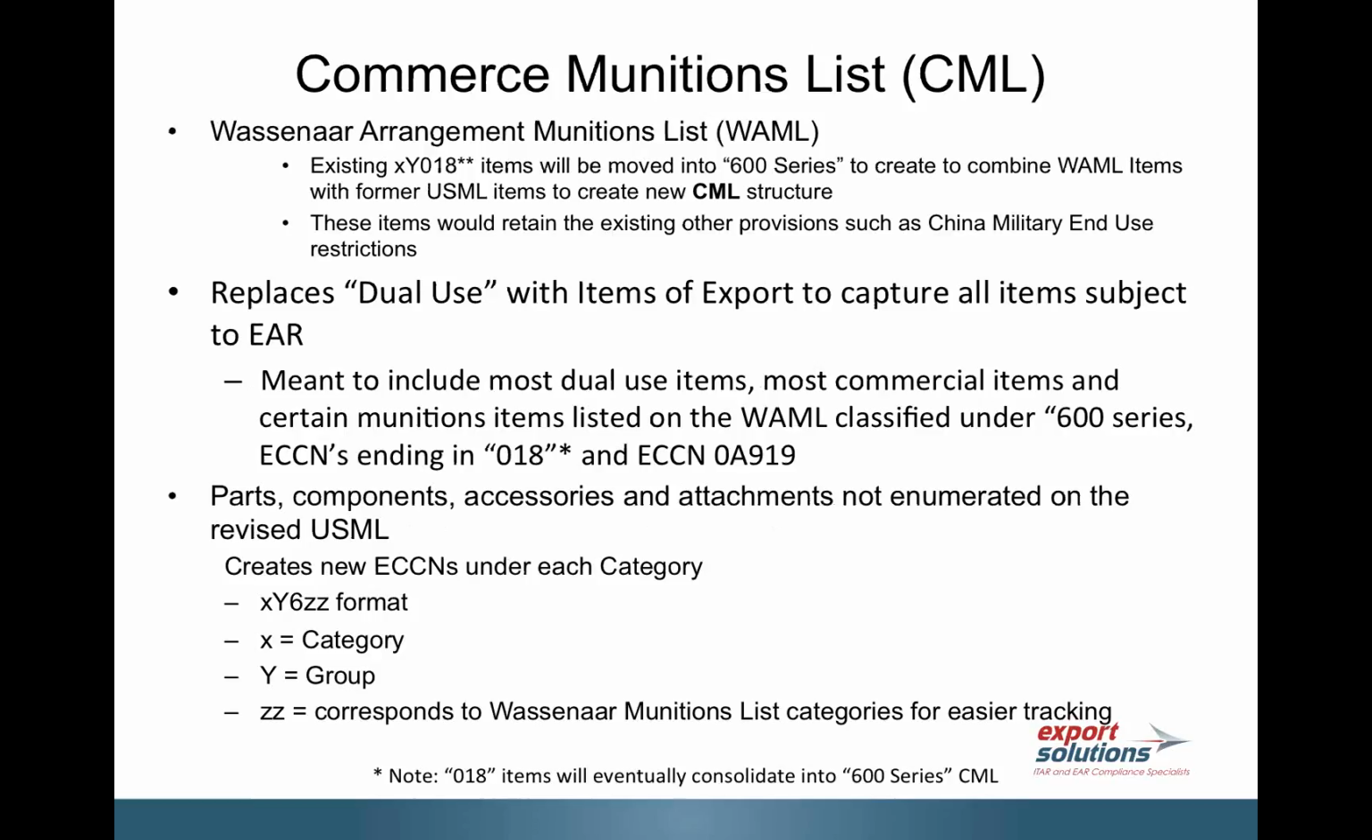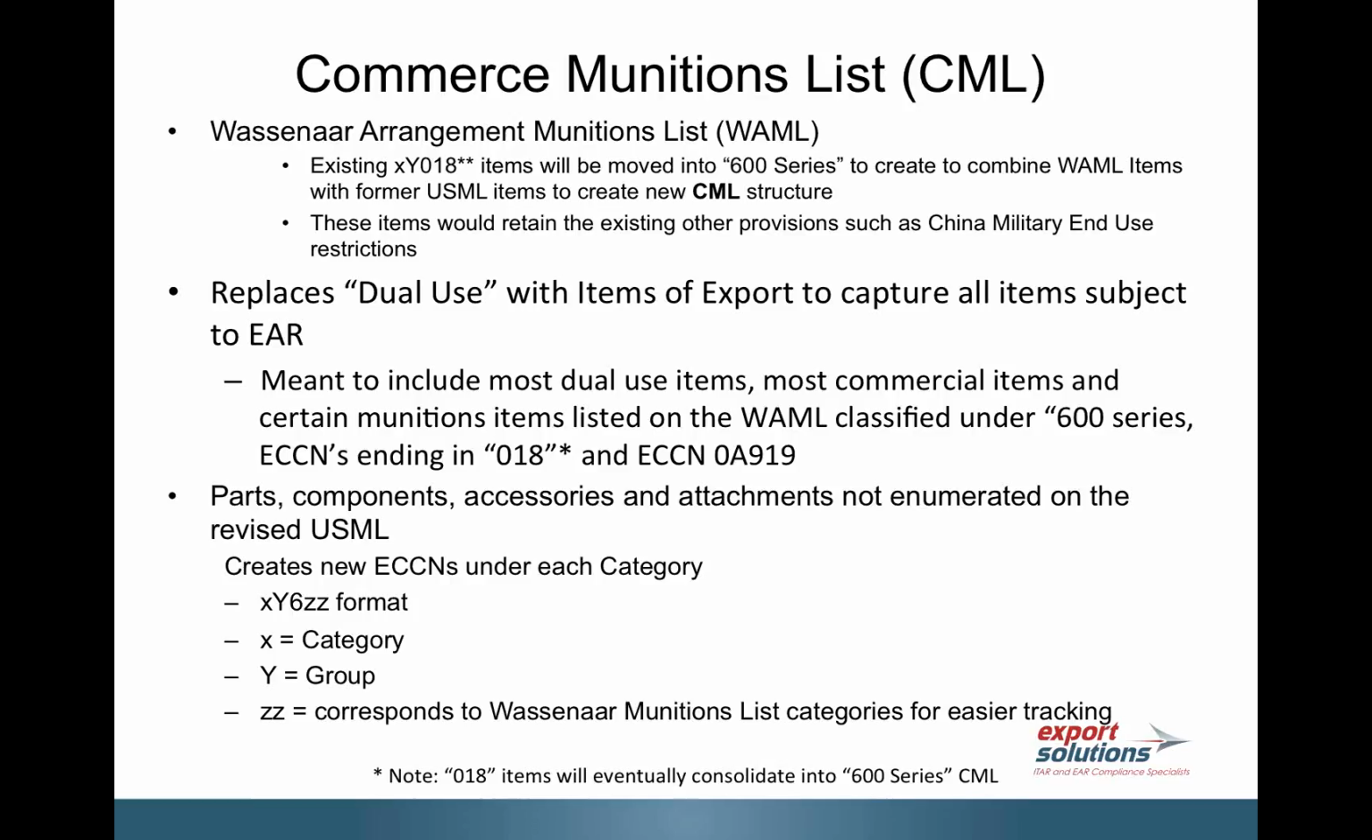Okay, I mentioned a little bit the commerce munitions list. This is kind of a new entity based on the Wassenaar Arrangement Munitions List, WAML. And existing ECCN that starts with whatever numbers, 0 through 9, Y018, those items will be moved to the 600 series to create and combine Wassenaar list items with former U.S. munitions list to create the new commerce munitions list structure.